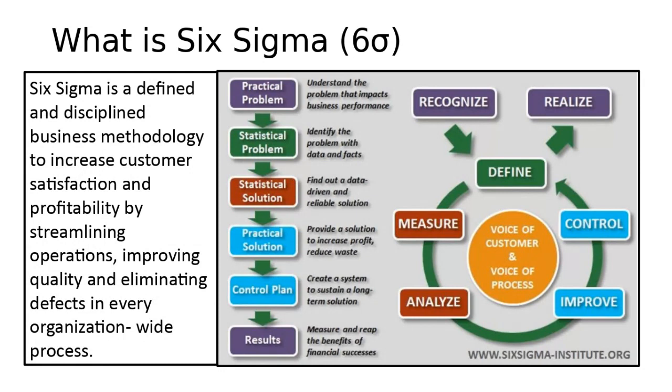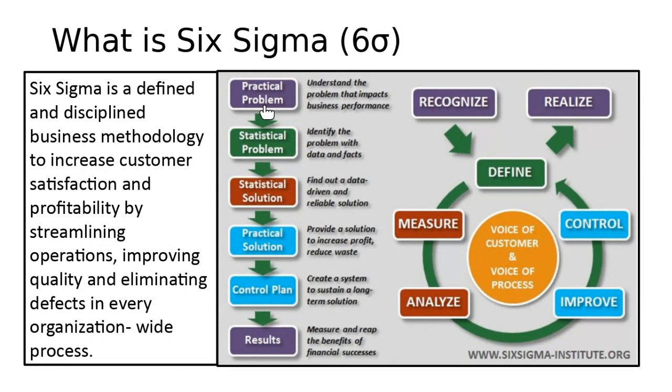Let's start with the Six Sigma methodology. And what is the Six Sigma methodology? The Six Sigma methodology is a discipline or business methodology to increase customer satisfaction and reduce variability, which is found to be equivalent to defects in the process, to improve the process control and overall quality in the process. Six Sigma usually starts with a practical problem.